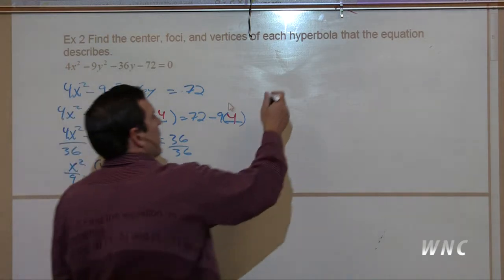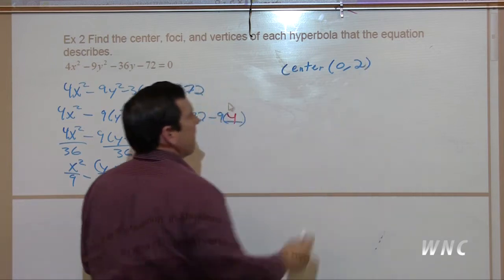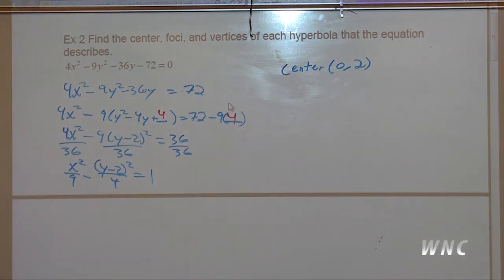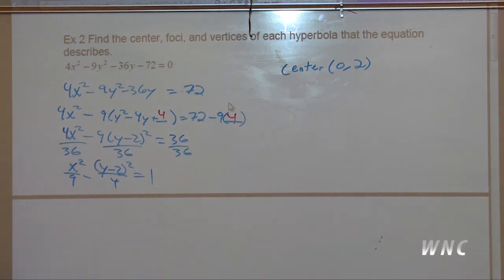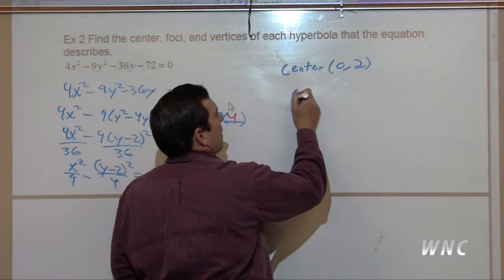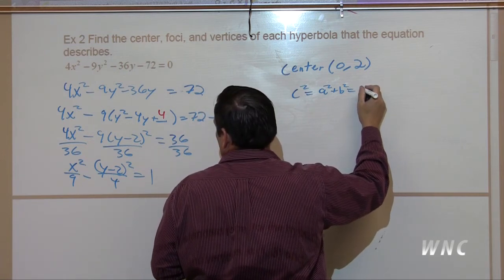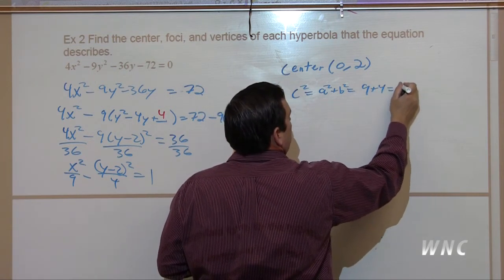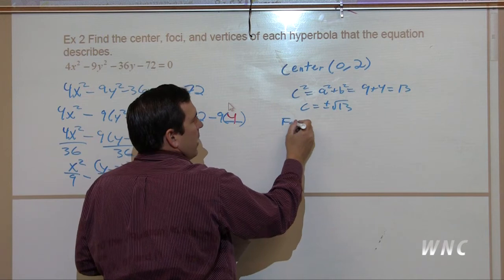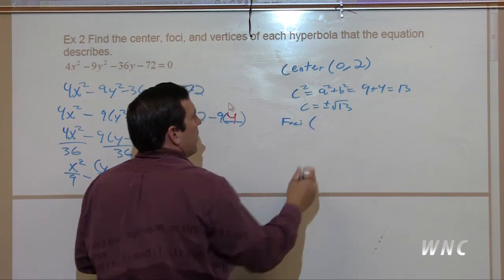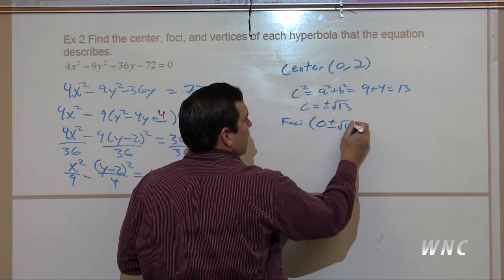So right off, our center is not so bad. It's going to be 0 for x and 2 for y. This is no h, so 0 for x. That's our center. Foci are going to be c units away from that, so c squared is a squared plus b squared, which in this case is 9 plus 4, or 13. So c equals plus or minus the square root of 13. So our foci are going to be located at, this opens right and left, so it's 0 plus or minus the square root of 13, comma 2.